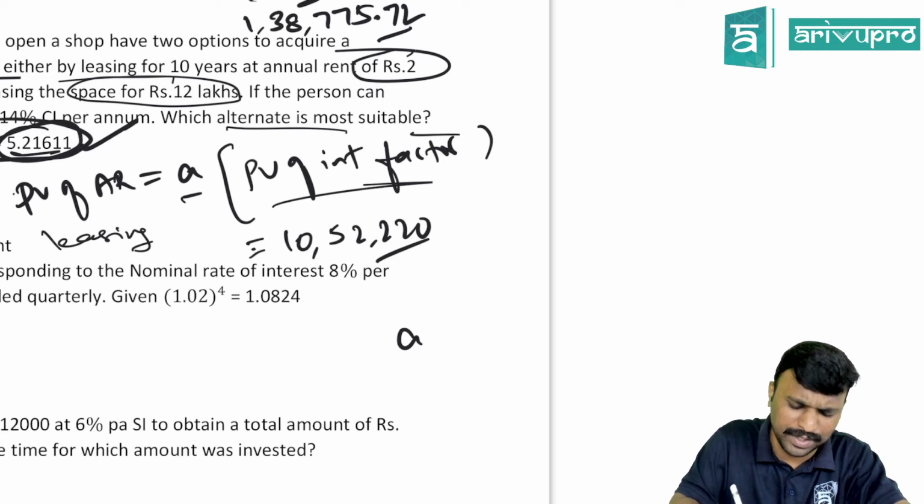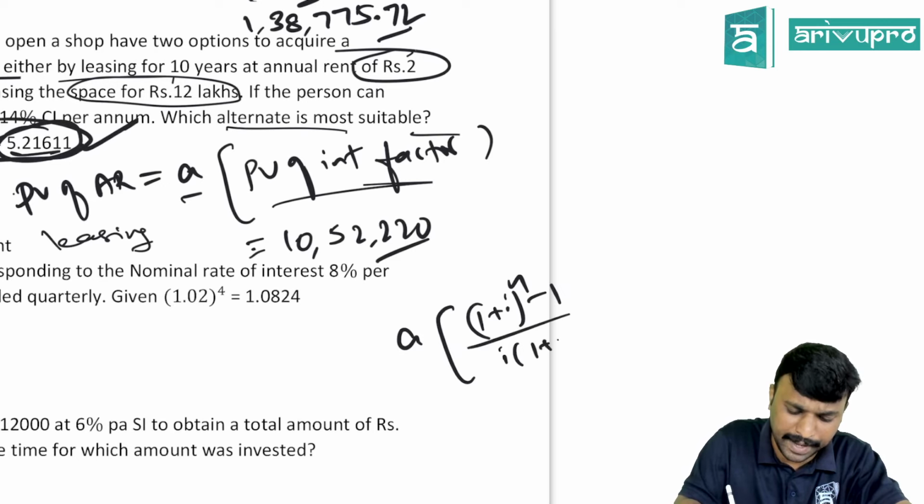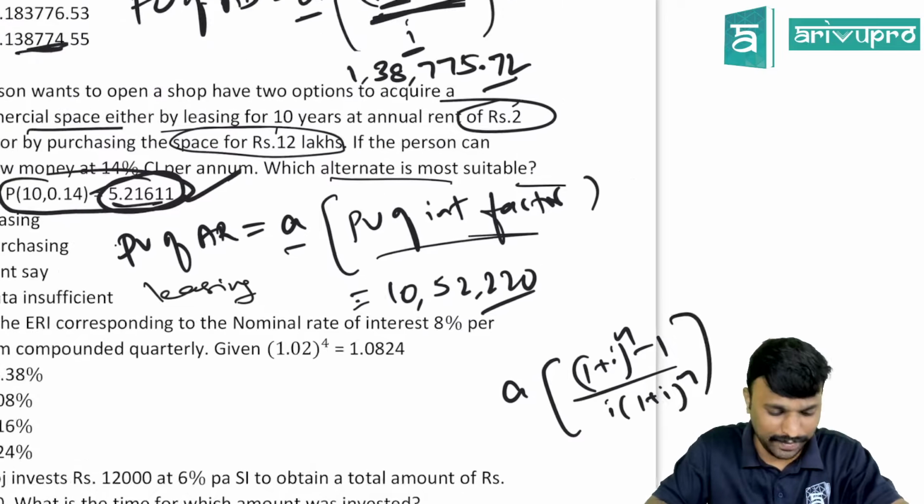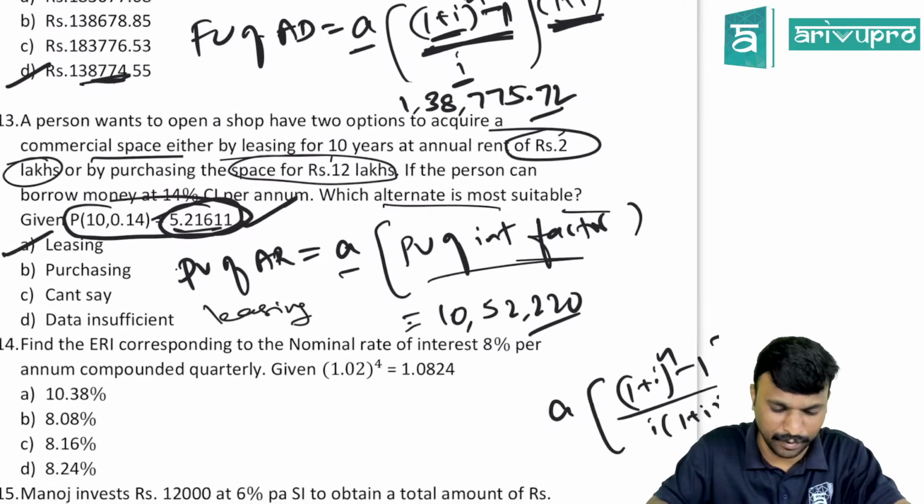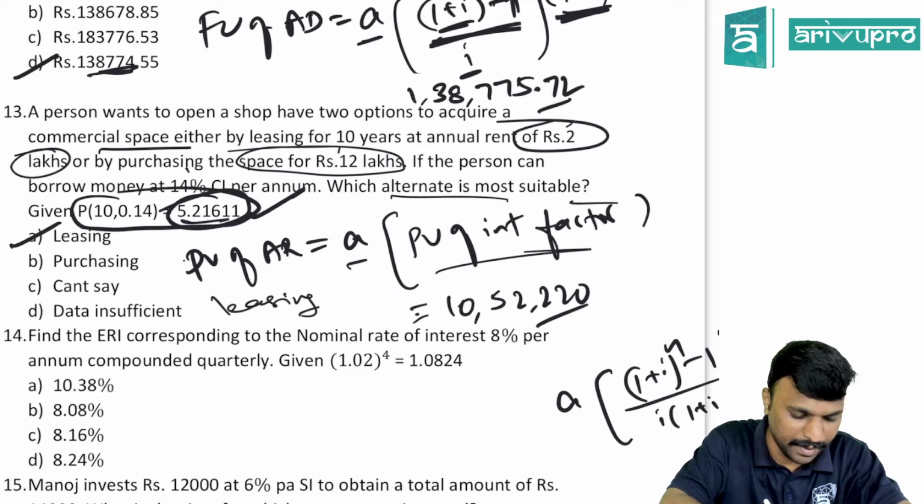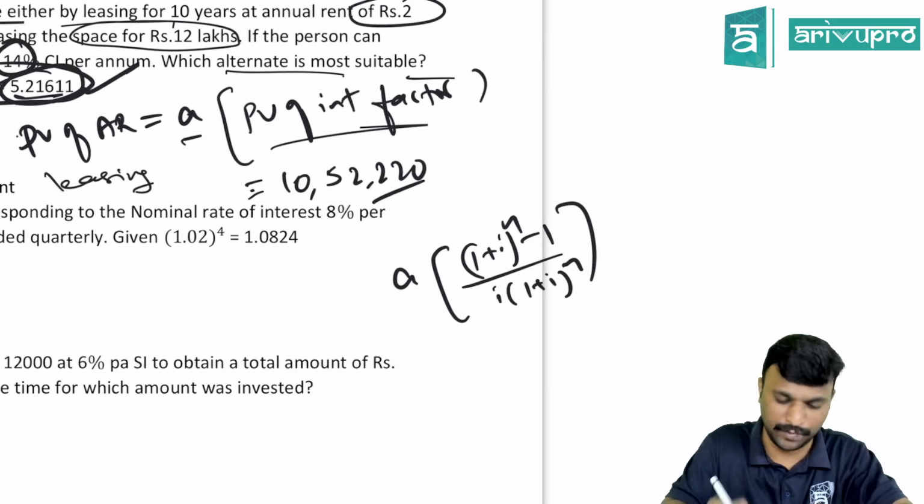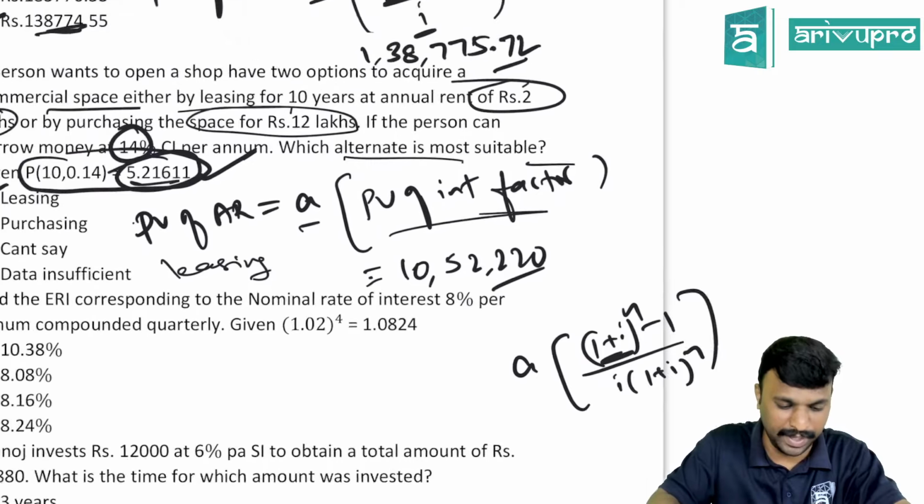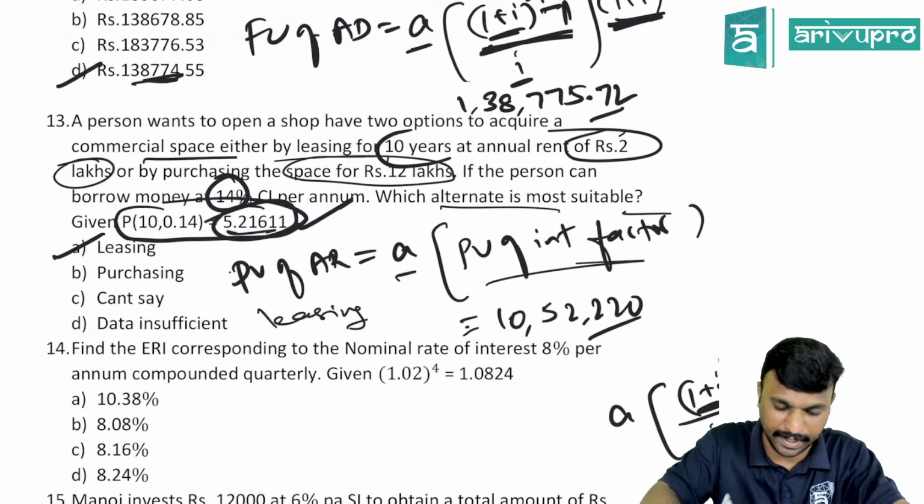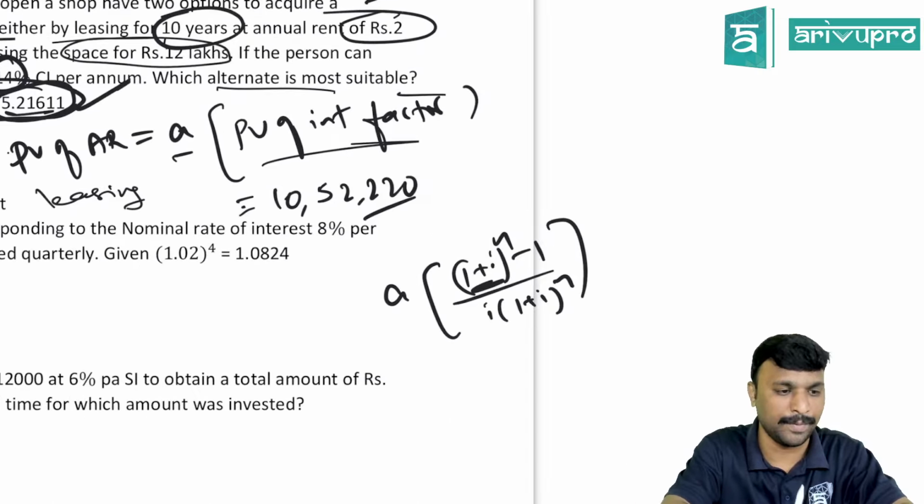Guys, if you're not able to identify that 5.221611 is the present value of interest factor, you can use the formula A into 1 plus I whole power n minus 1 divided by I into 1 plus I whole power n. So what is I value here? It is 14%. 14% is 0.14. So 1.14 is 1 plus I. Raise the power to how many years? It is for 10 years, right? Raise the power to 10. Press into, keep on pressing equal until the counter number is 11.